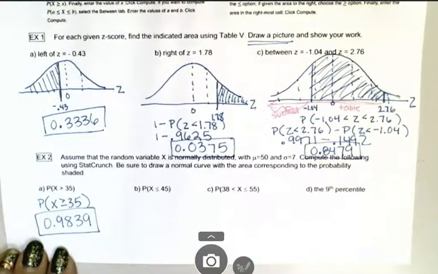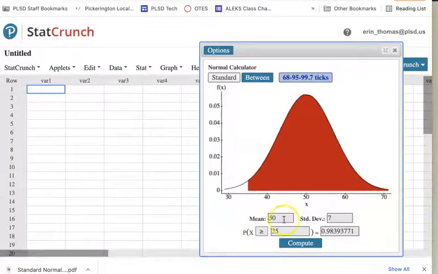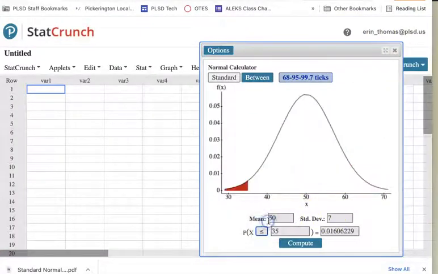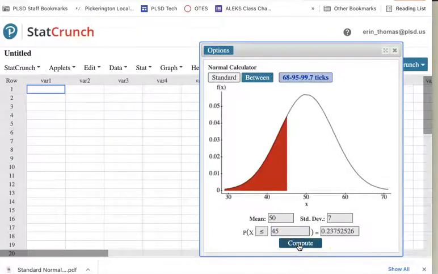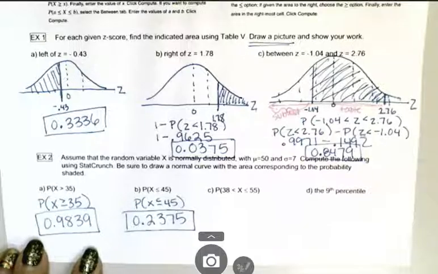All right, so if I go to then do less than 45, all I have to do, I've already got the mean and standard deviation, switch it to a less than, switch my number to 45. What I'm writing down in this case is actually the value. Click compute, and I've got 0.2375. So, pretty easy. The StatCrunch ones will go really, really fast.